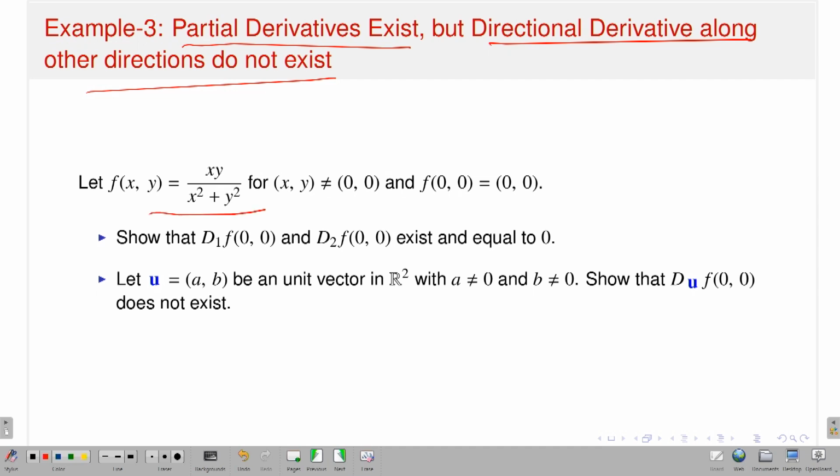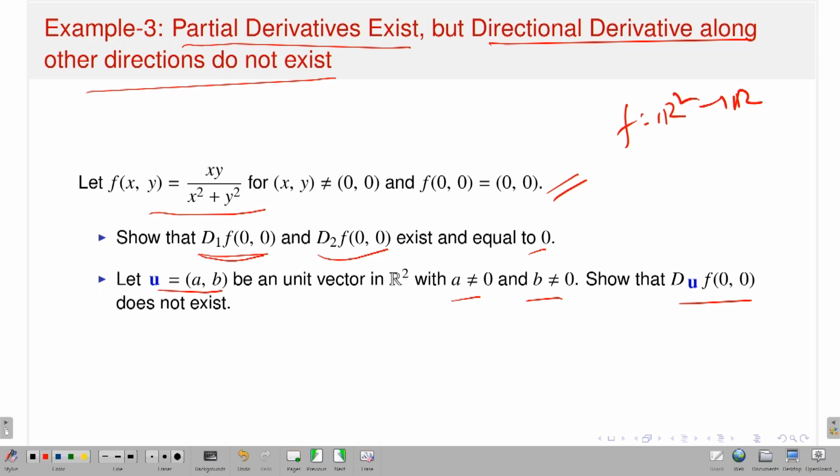So look at this function, f of (x, y) equal to xy divided by x square plus y square. This sort of function you have already seen in my lectures. First you calculate the partial derivatives of f. Since it is a function from R2 to R, there is the partial derivative with respect to the x variable and with respect to the y variable, which I denote as d1f at (0, 0) and d2f at (0, 0), and they exist. You can calculate them by hand using the first principle definition, and you will show that they are equal to 0. However, if I take any unit vector u equal to (a, b) where a is non-zero and b is non-zero, this directional derivative does not exist.